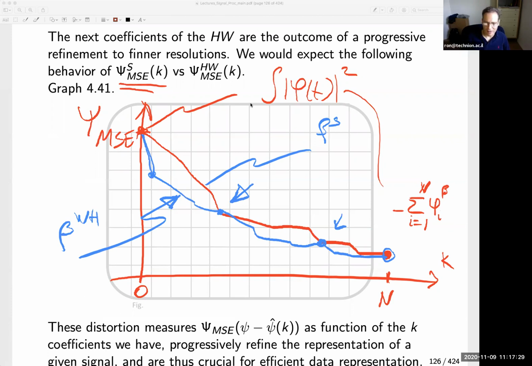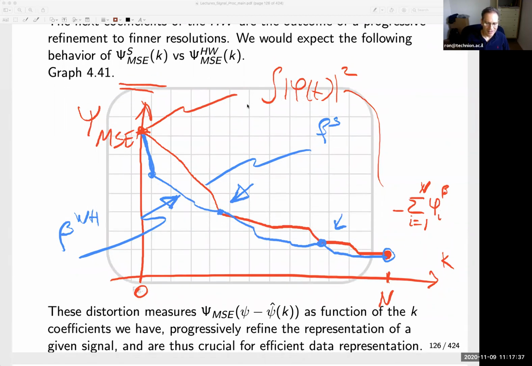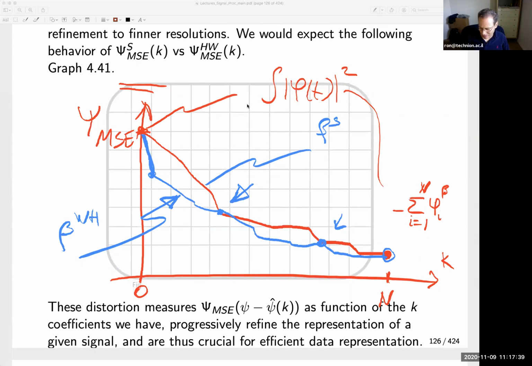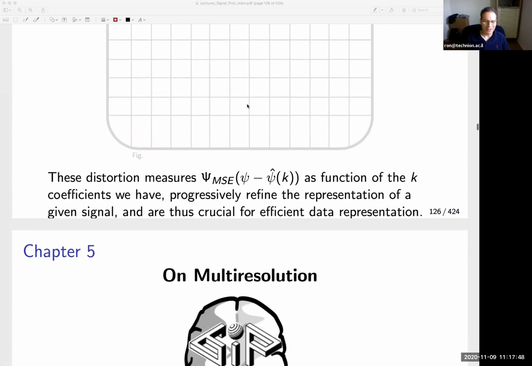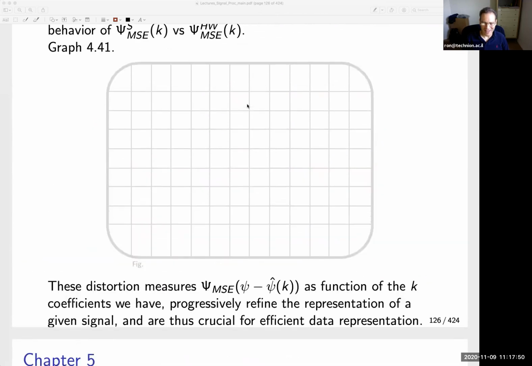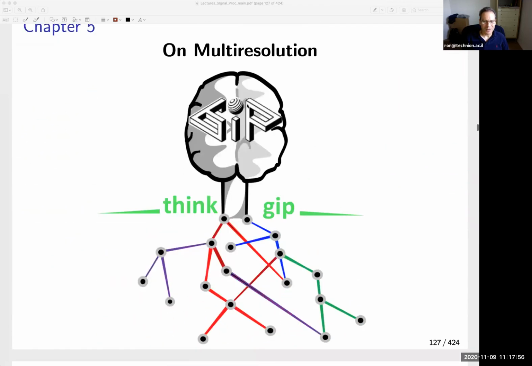And what we care about, again, is how we get there. We would like to reduce the error in the most efficient way, and this is what we care about as a function of k. So this drawing should now be in the background of your brain when designing new functions. So let's see how to do that.